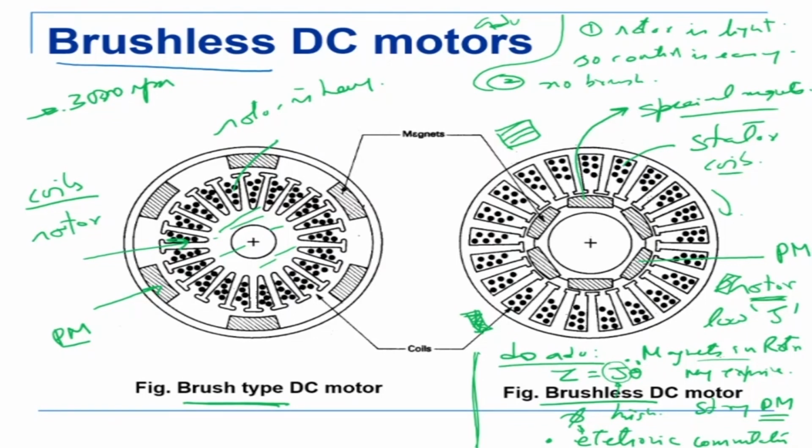But because there are no brushes, they are very high speed, and control is easier. Industrial robots use brushless motors, because they cannot use brush motors. So most automation devices like NC machines, CNC machines, and robots all use brushless DC motors.